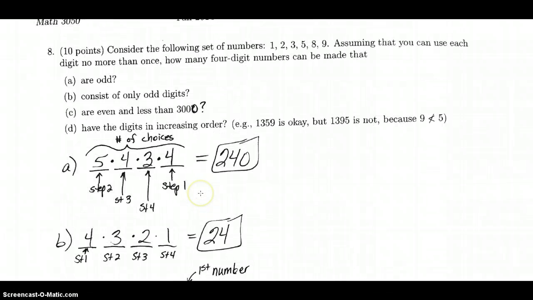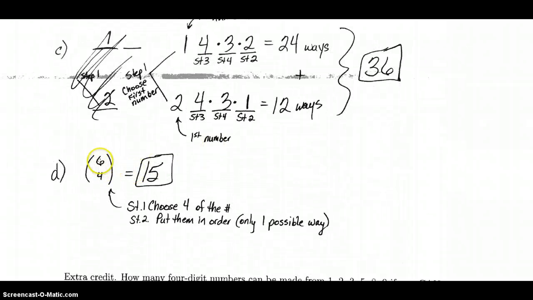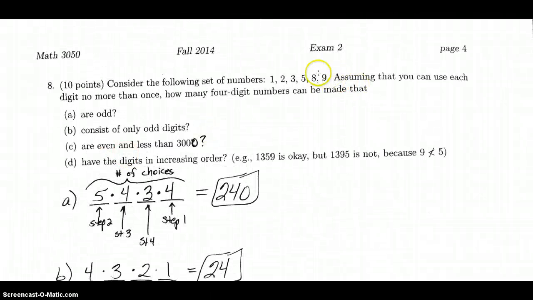Okay, and have the digits in increasing order. Okay, why do I say 6 choose 4 here? Well, out of these 6 numbers, all we need to do is choose 4 of them. And since we can't use a digit more than once, there's only going to be one way to write those 4 numbers. If we chose 1, 3, 9, and 8, it has to be 1, 3, 8, 9. That's the only possible way.